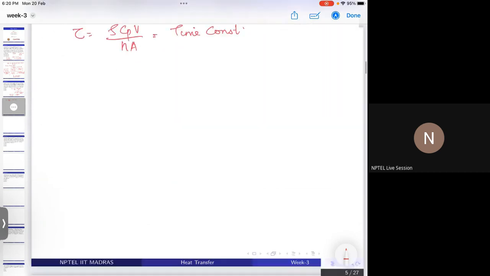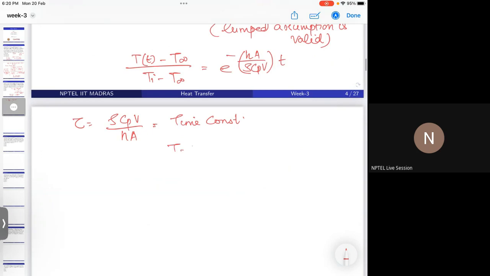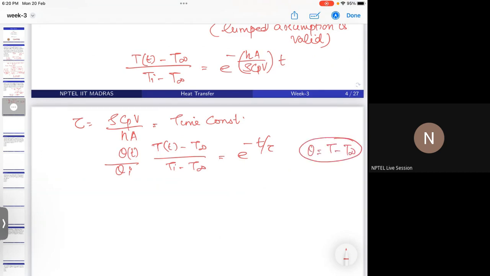So I'm rewriting the temperature profile, T by tau, or I'm writing this as theta by theta I, where theta is equal to T minus T infinity. I'm just simplifying this. So the temperature profile theta is equal to theta I e raised to minus T by tau.